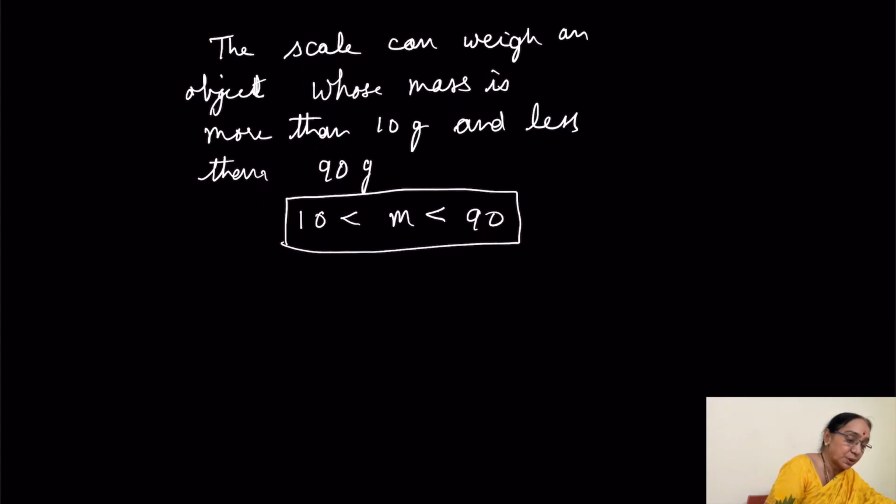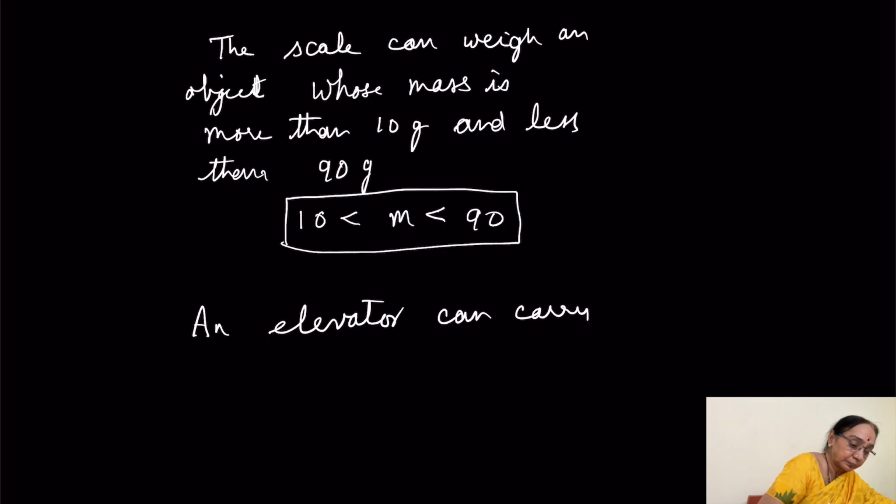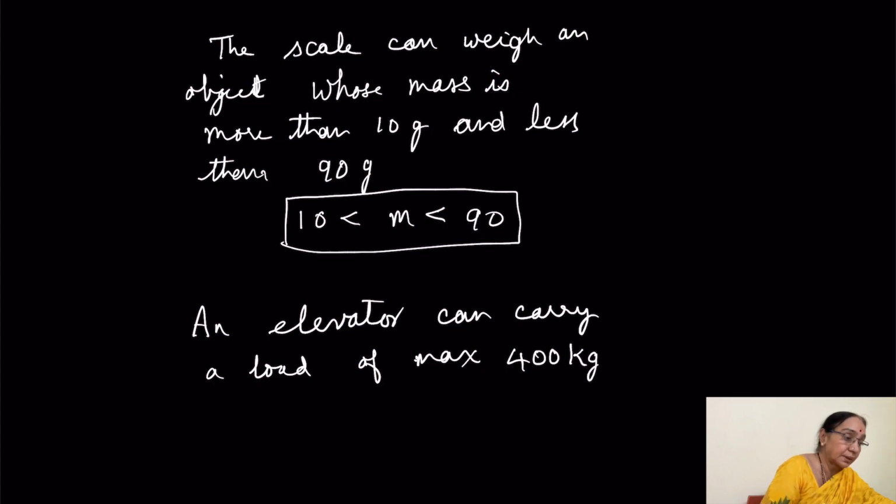Now let us move to a situation where we use this inequality. Say an elevator can carry a load up to 400 kg. So first let me write that out. An elevator can carry a load of maximum 400 kg. Now there are 5 people already in the elevator.